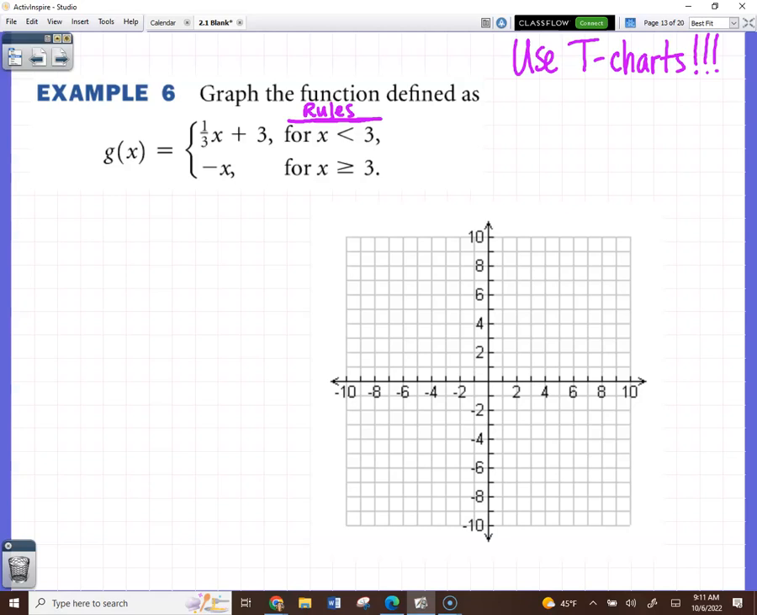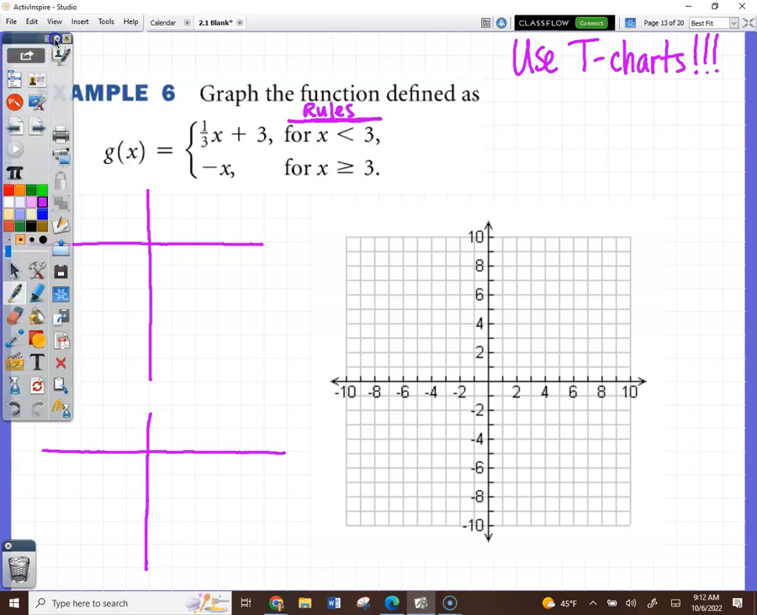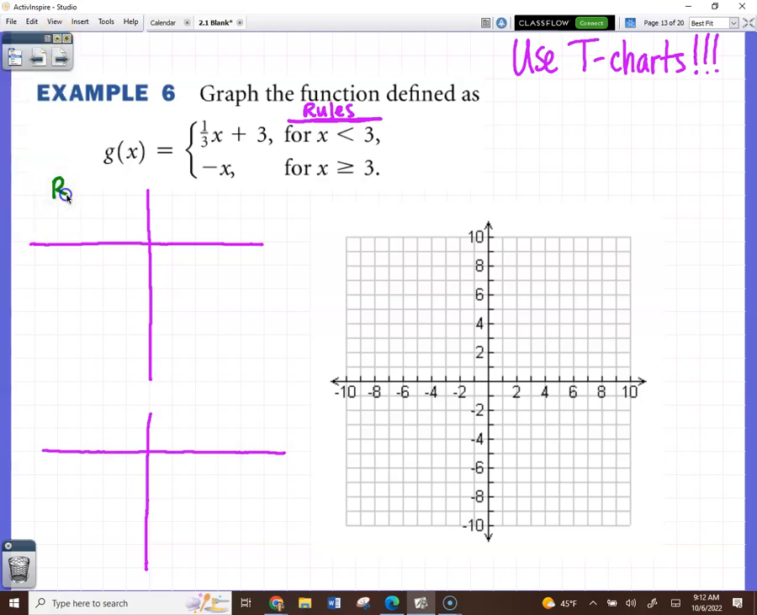We have 2 pieces, so I'm going to make 2 T-charts. Make your T-charts big. There's a reason for this. Your T-chart is going to consist of, I'm changing colors because I want you to know this is the way you set it up. Your rules go first, then your equation goes second. It's backwards to what you're used to.